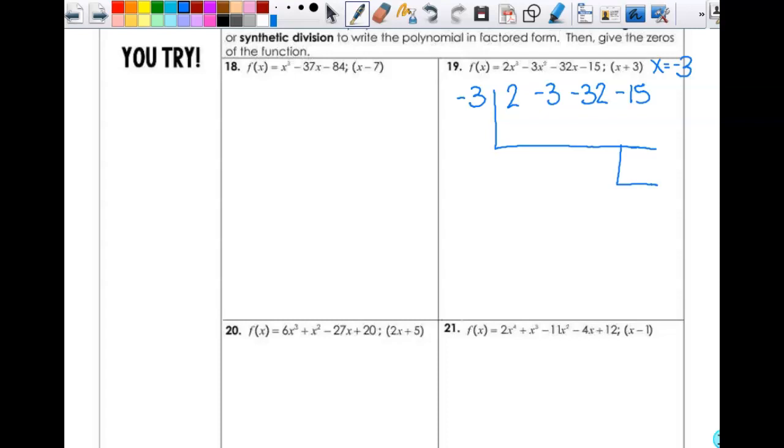If you are expected to factor and get zeros, what should your remainder be? 0. And if it's not 0, something ain't right.